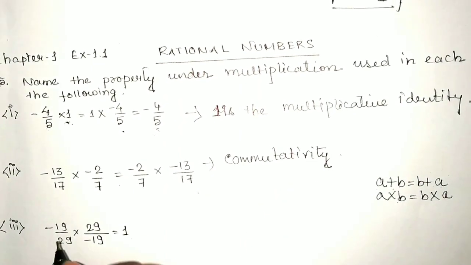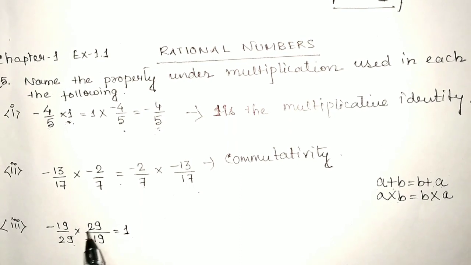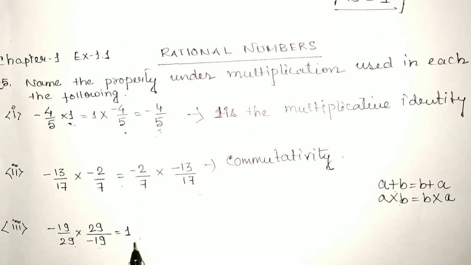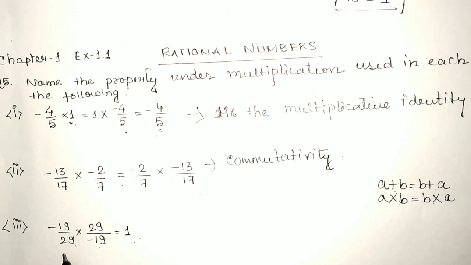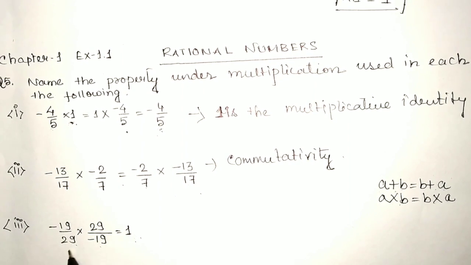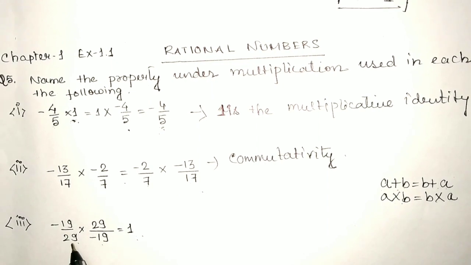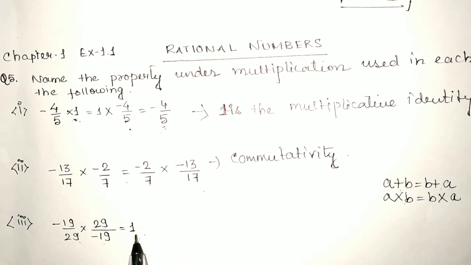Now, the last one we have minus 19 by 29 into 29 by minus 19 is equals to 1. Now which property is this? Here we can see that in multiplicative inverse, if we multiply a number with the reciprocal of this number, and if we get 1, then it is said to be multiplicative inverse.